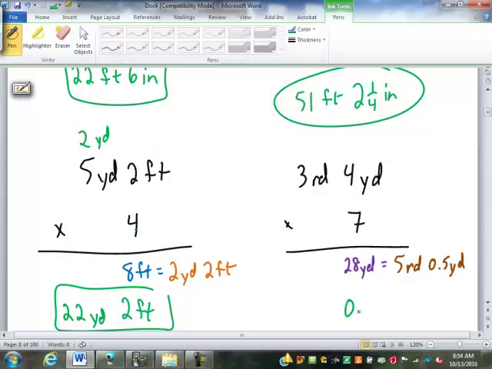So I have 0.5 yards. I'm going to carry my 5 rods. 7 times 3 rods is 21, plus 5 is 26 rods. So 26 rods and 0.5 yards.